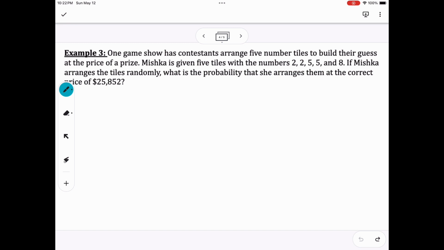So example 3 says one game show has contestants arrange 5 number tiles to build their guess at the price of the prize. Mishka is given 5 tiles with 2, 2, 5, 5, and 8 on them. She needs to arrange the tiles, and if she arranges them randomly, what is the probability that she arranges them correctly for the price that's $25,852? So since there's 5 tiles, there's 5 ways of choosing the first, 4 of the second, 3 of the next, and so on and so forth.